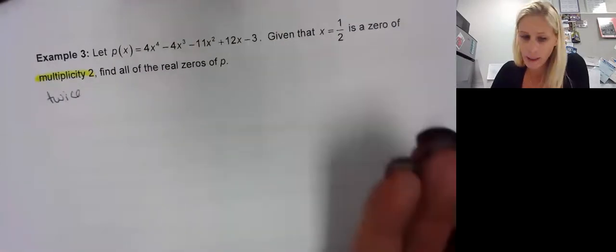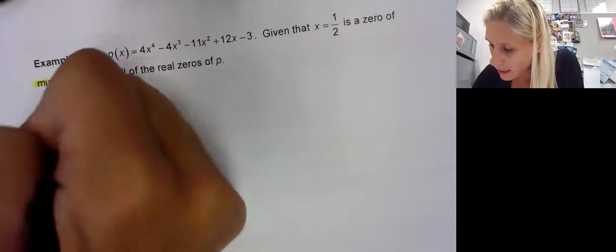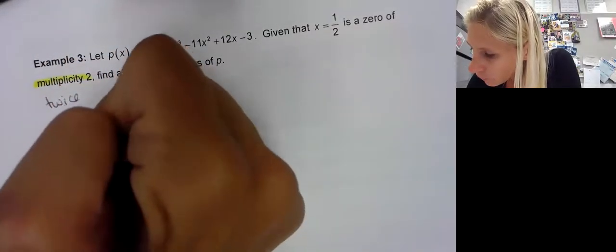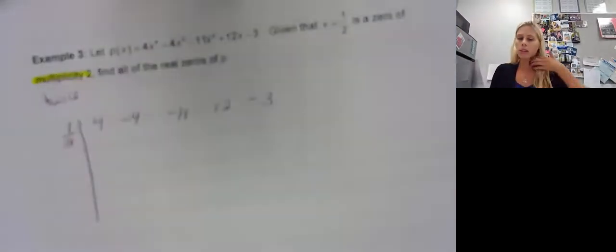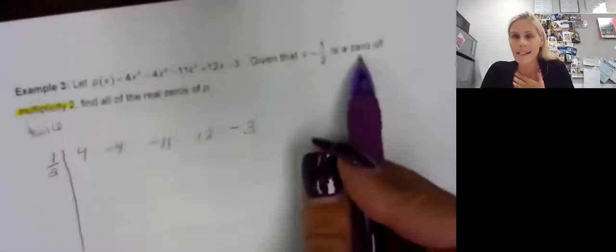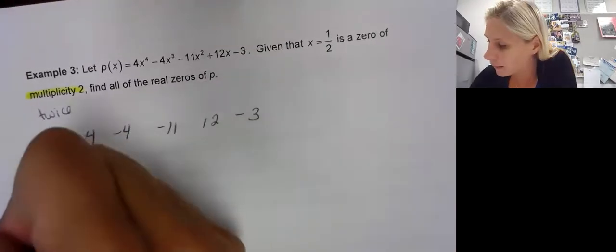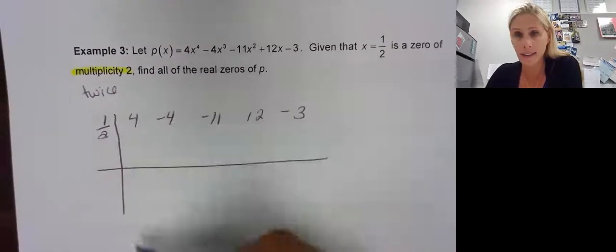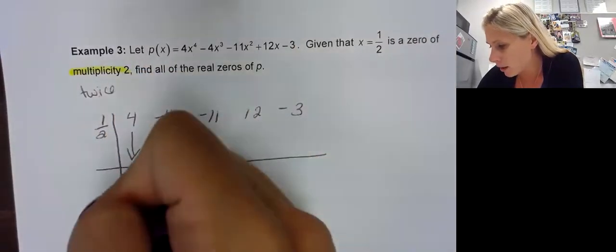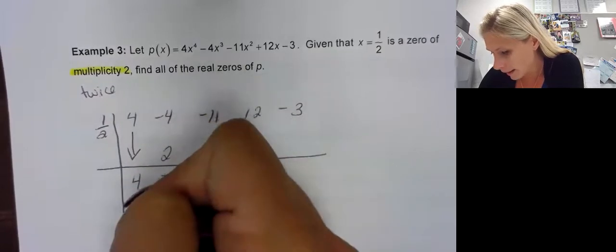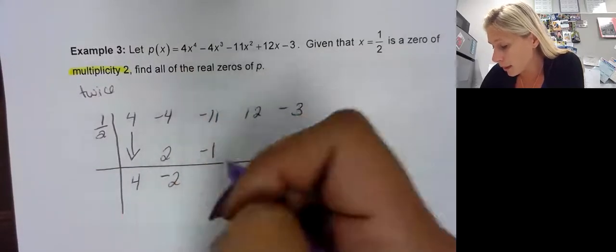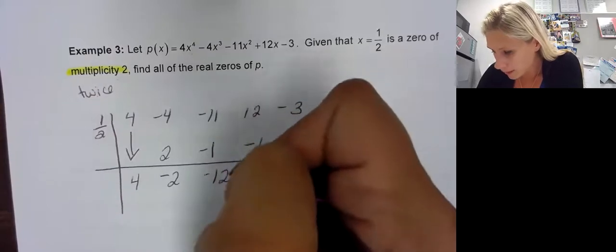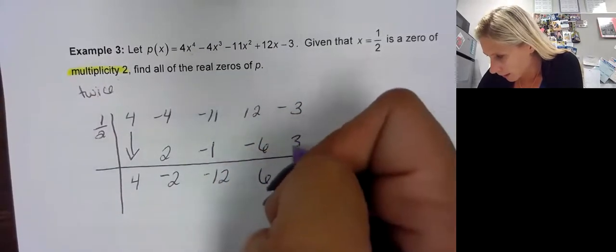Okay, so we're doing 1/2. So I'm going to do synthetic division with 1/2. 4, -4, -11, 12, and 3, -3. There's nothing missing, so that's good. I also know that since it is a factor already, so it is a 0, the remainder should be 0. I'm not going to use colors anymore because we should be able to do this now. Bring that down. 4, multiply, add. Multiply, add, multiply, add, multiply. Oh, and it worked, right?